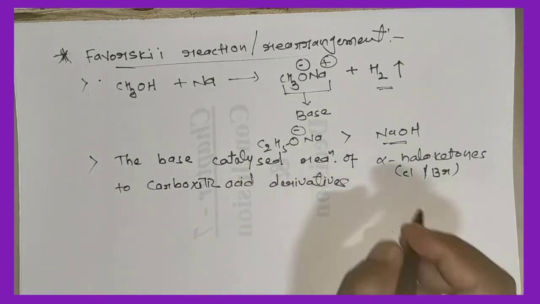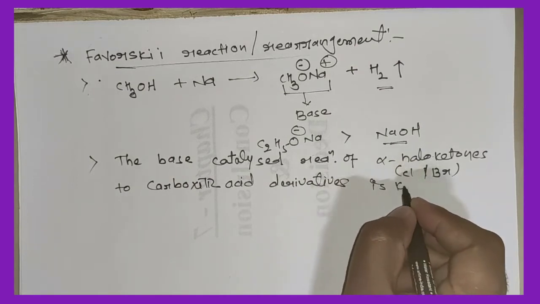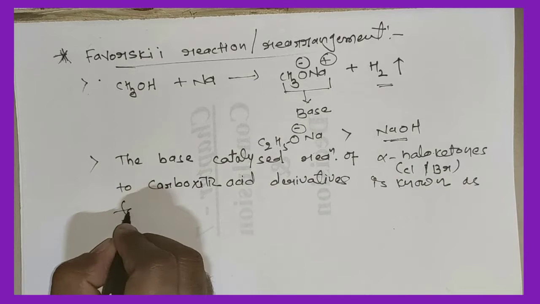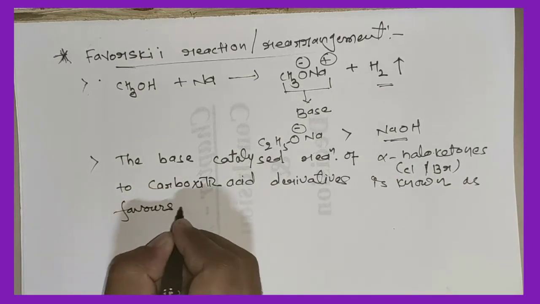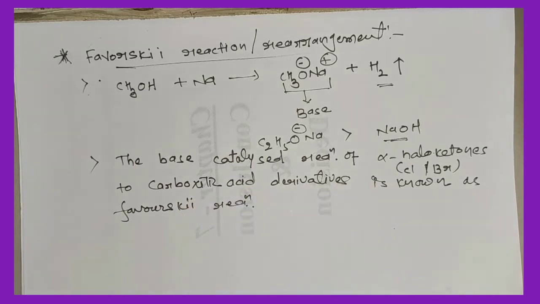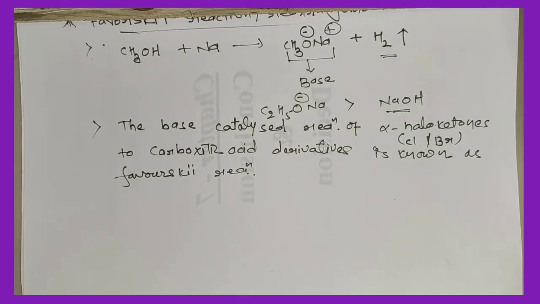is known as the Favorskii reaction, or we can say the Favorskii rearrangement. So your starting material is alpha haloketone and the final product is a carboxylic acid derivative, right?